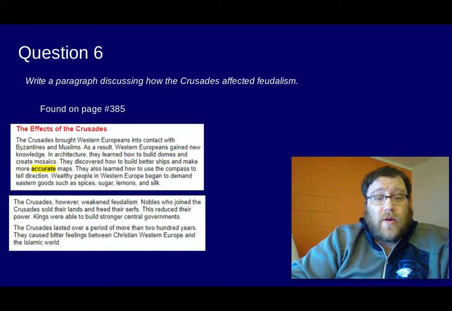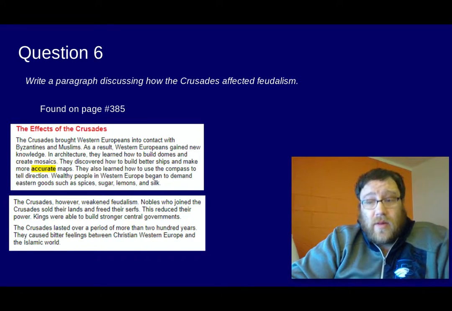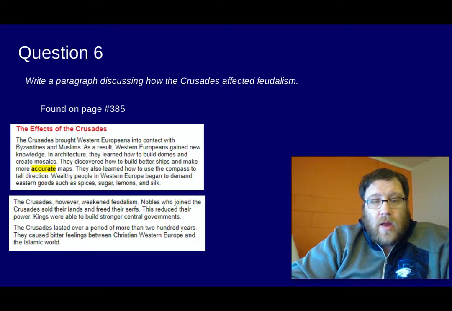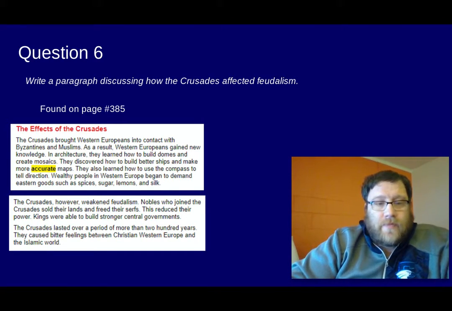Wealthy people in Western Europe began to demand Eastern goods such as spices, lemons, and silk. The Crusades, however, weakened feudalism. Here's where we get our answer. Nobles who joined the Crusades lost their land and freed their serfs. This reduced their power. The kings were able to build stronger central governments.